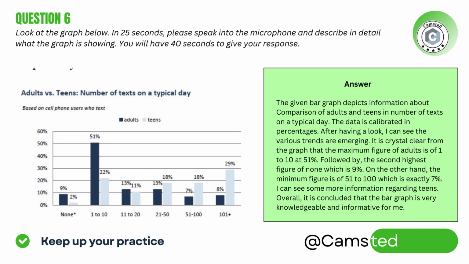The given bar graph depicts information about a comparison of adults and teens in number of texts on a typical day. The data is calibrated in percentages. After having a look, I can see various trends are emerging.